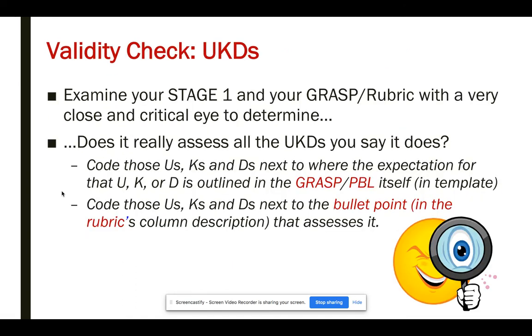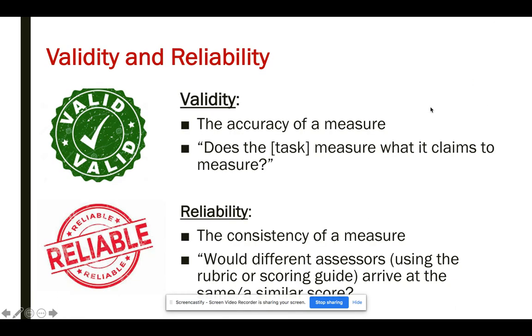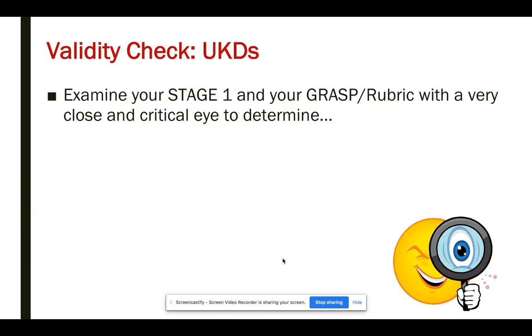And then the reliability comes in just in terms of your rubric being so clear with descriptors and quality descriptors and indicators that two different people could use the rubric and still get the same score. That's what I was shooting for in terms of descriptiveness of the columns of your rubric.